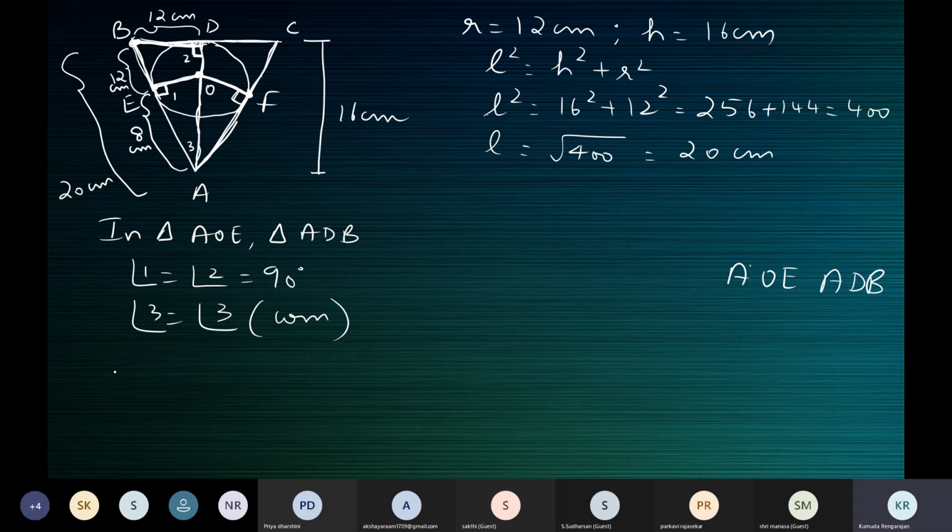Now tell me the order. What is the order? Therefore, triangle, let me write one triangle. This is the common angle A. E is the right angle. O is the third angle. Is similar to which triangle? Tell me the order. I've written the common angle first, the right angle, and then the third angle.